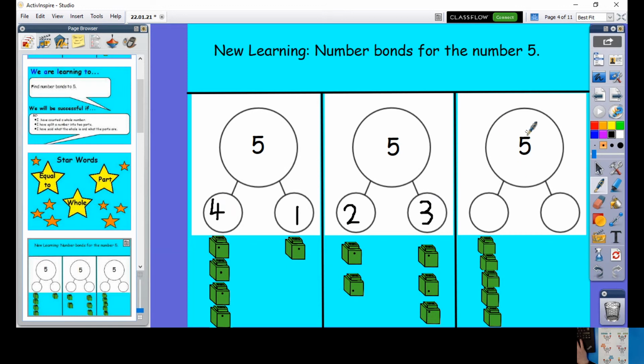One more time. 5 is my whole number. How many have I got over there in this part? I'm going to count. 1, 2, 3, 4, 5. 5 in this part, and 0 over here. So I know that 5 and 0 makes 5.